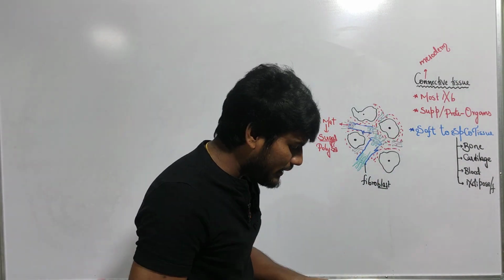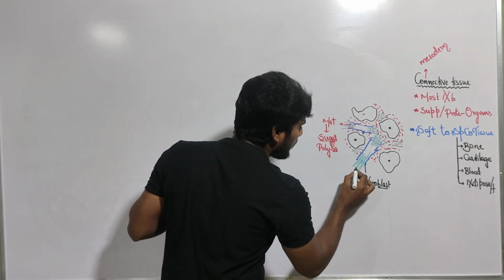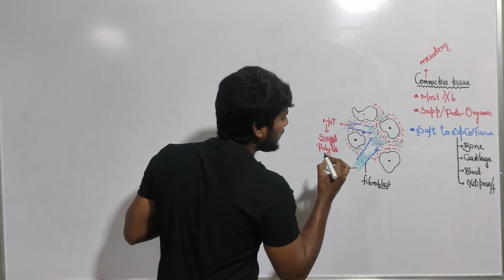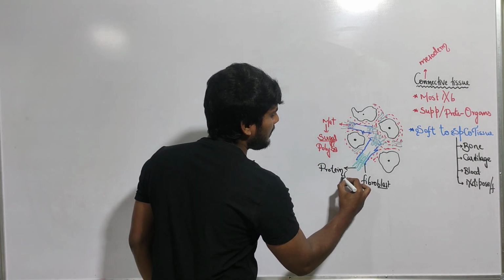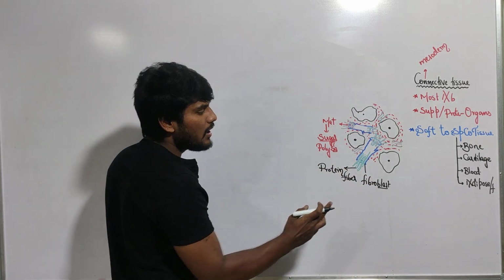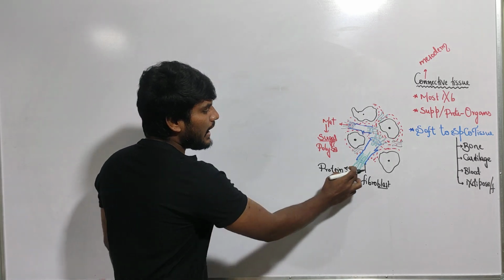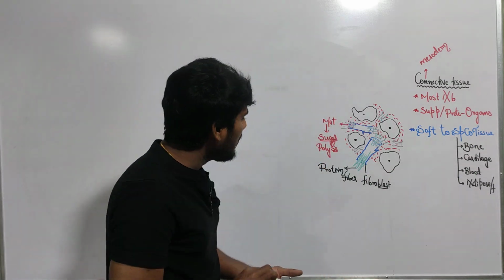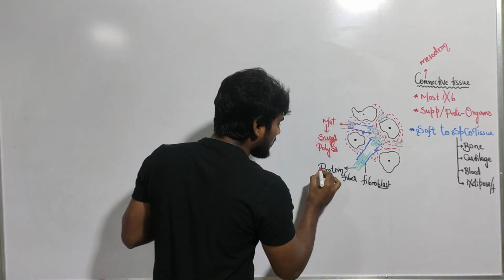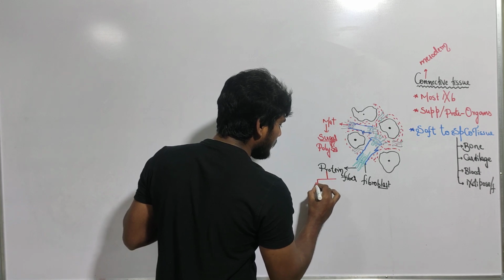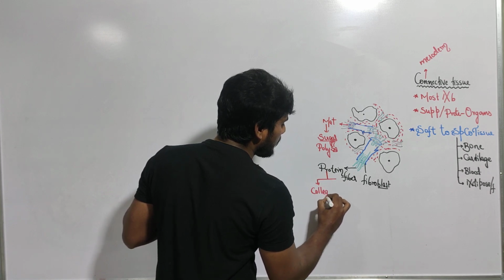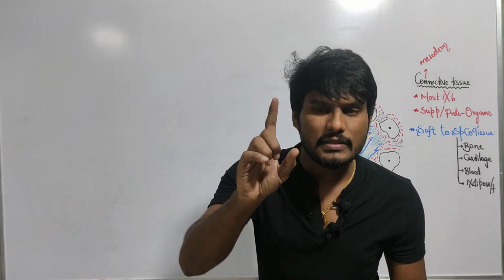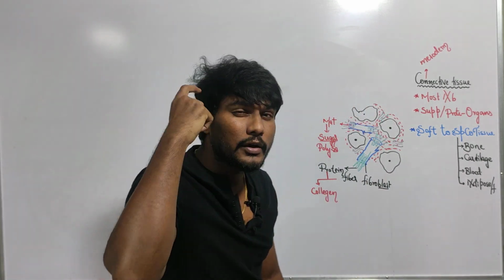And what is this fiber made up of? These fibers are made up of protein. Because of that, we call them proteinaceous fibers. Fibroblast cells secrete the fibers, and the fibers are made up of protein, made up of amino acids, so they are called proteinaceous fibers. Which protein? Most of the time the fiber is made up of the protein known as collagen. The most abundant protein in the human body is collagen. Don't forget this, keep it in your mind.